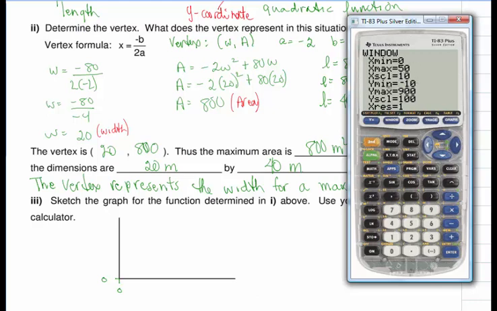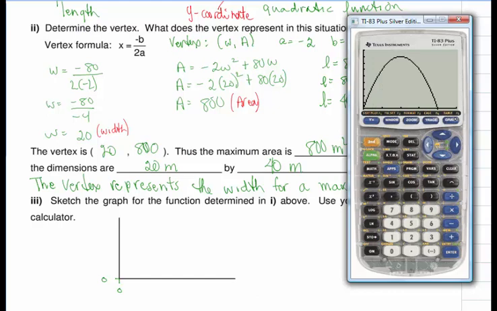Now, my y max, we already know that the maximum area for our lot is going to be 800. So we have to have at least 800 in our y max, but I'm going to choose a little bit of a higher number just so that it'll look nice on the screen. So I'm going to pick 900, and I'm going to go up by hundreds. Okay, so on the y-axis we'll be going up by 100s, and then we're going to graph.